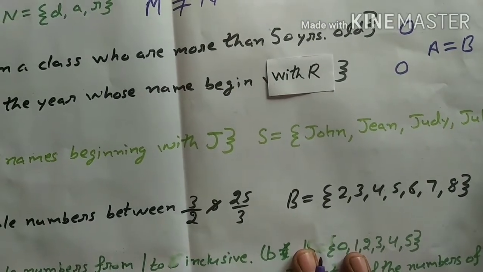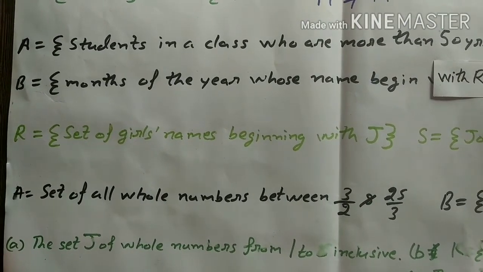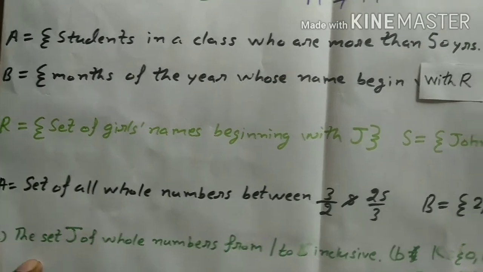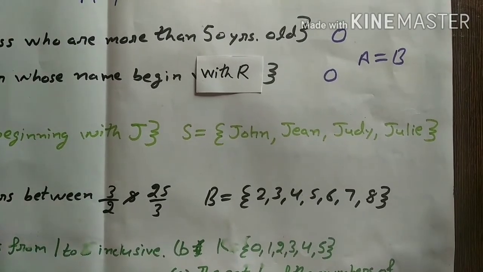Now student, you may see set R, the set of girls' names beginning with J. You can say there may be so many names beginning with J of the girls. Now what is the set S? You can see John, Jean, Judy and Julie.